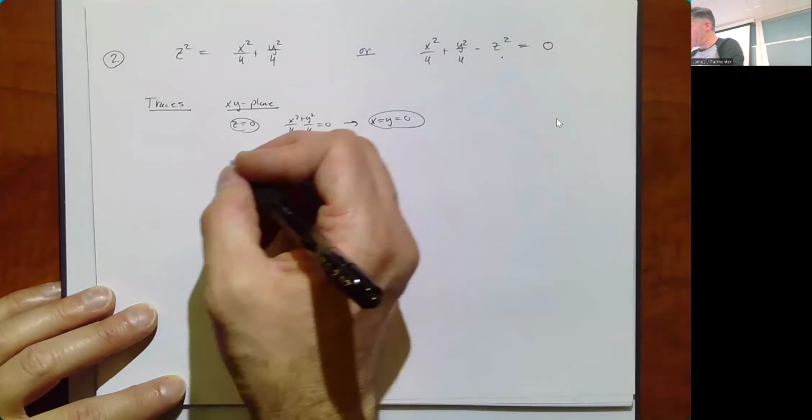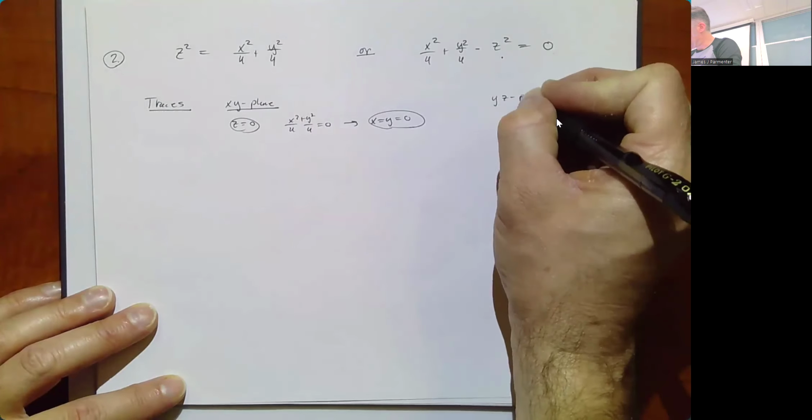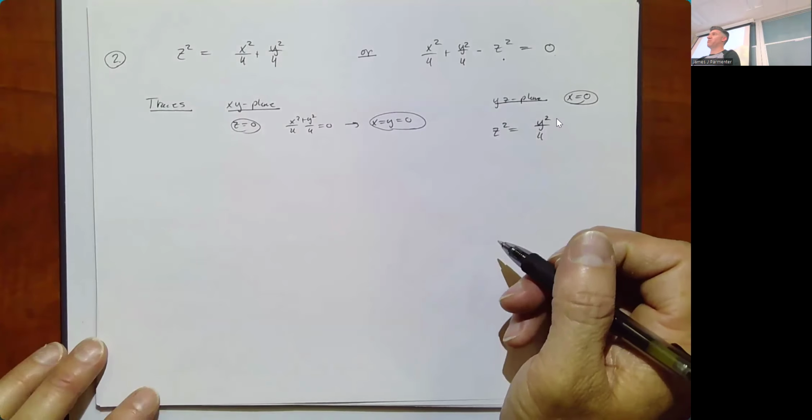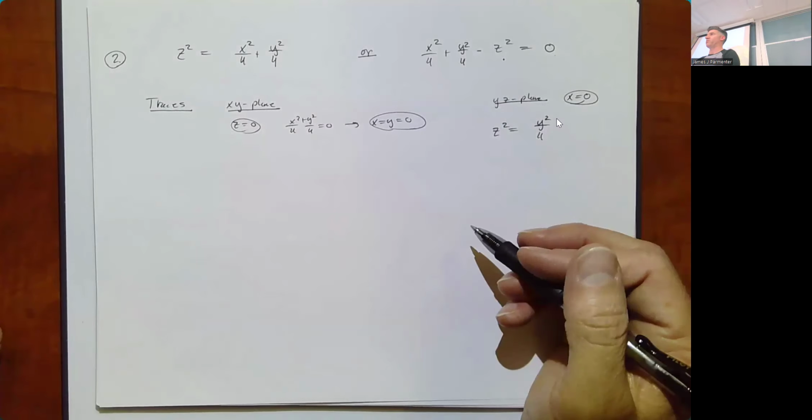Now in the YZ plane, things get a little bit interesting here. We're going to get z squared equal to y squared over 4 because we're setting x equal to 0. So this can be a little bit confusing because sometimes people miss the fact that we actually have two lines we're going to graph here.